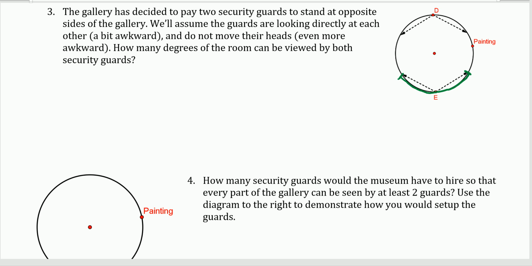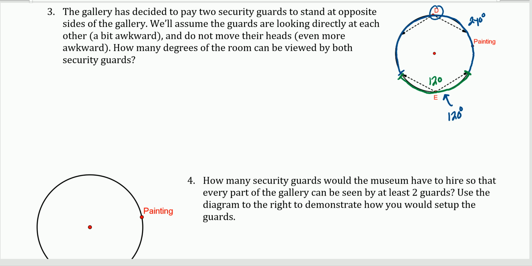And since his angle of vision is 120 degrees, which means he can see 240 degrees of the room, here's the 240 degrees of the room, then 360 minus 240 means this area behind his line of sight is 120 degrees. So 120 degrees of the room is not visible to security guard E. It's only visible from the other security guard.